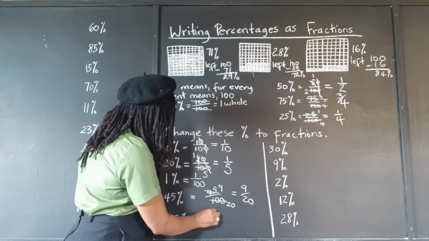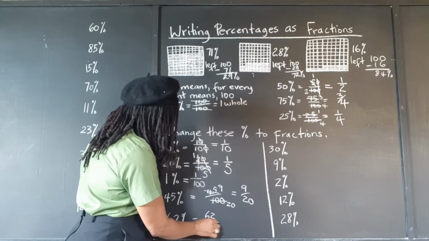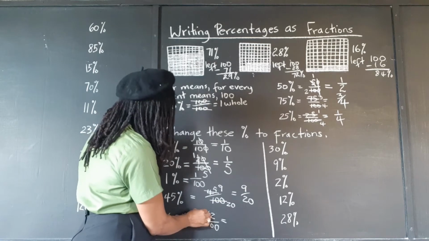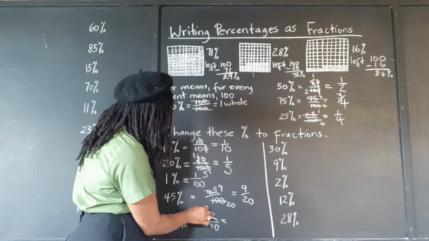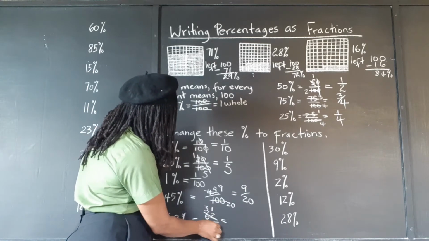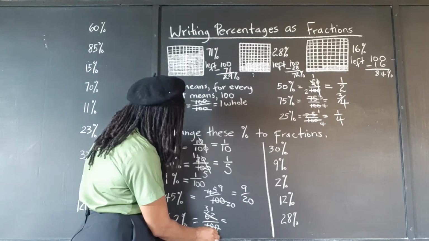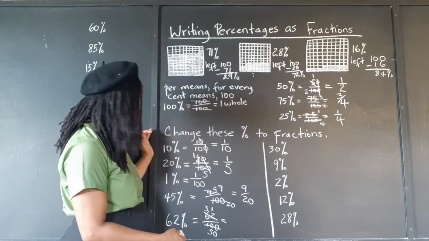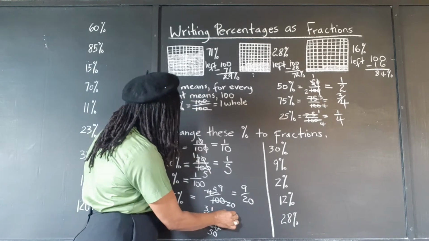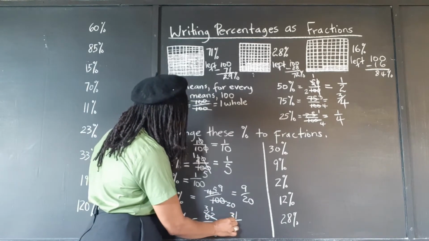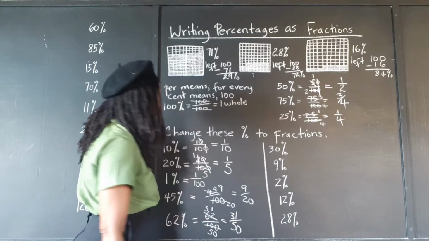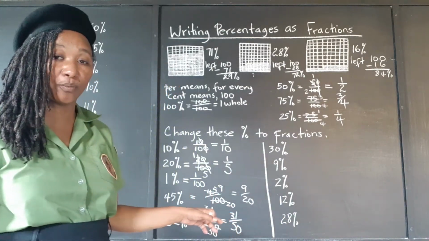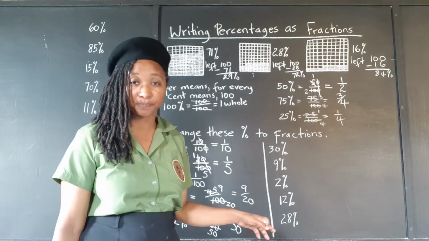62%, so that's 62 out of 100. Let's use 2 to reduce it. So 2 into 6, 3, 2 into 2, 1, 2 into 100, we know that's 50. You must just know that. There are 2 50s in 100. And so our final answer is 31/50. 31 out of 50, which is in its simplest form. No, it cannot be reduced.